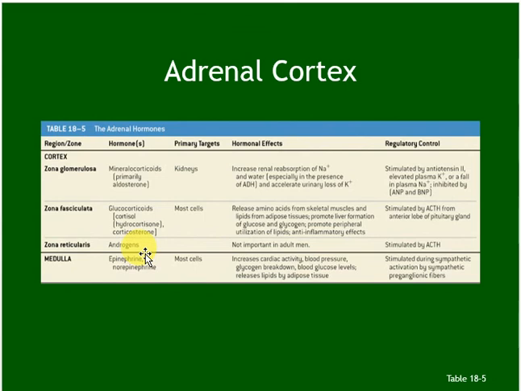We know that testes secrete androgen, but the testis is the main, the actual source. Zona reticularis will secrete androgen during childhood or infancy only, and it's not important in adult men. So in adults, the androgen is actually coming from the testes. The part that comes from the zona reticularis of the adrenal cortex plays some role during childhood.